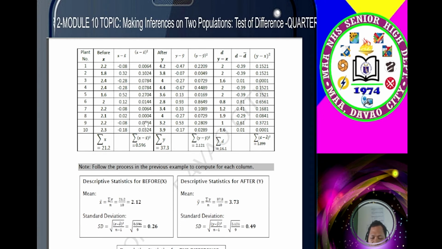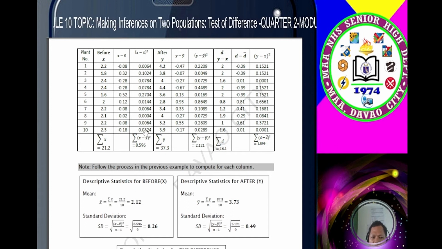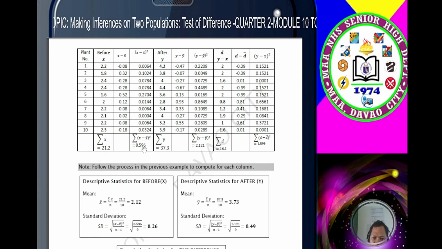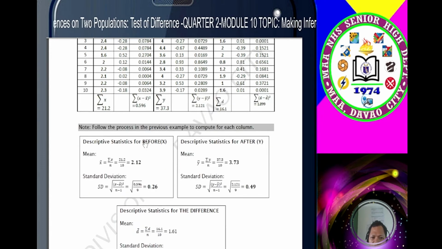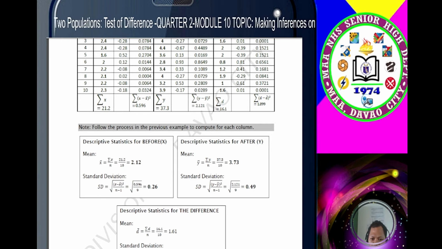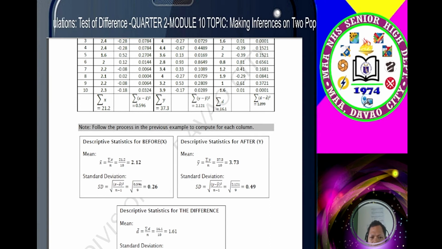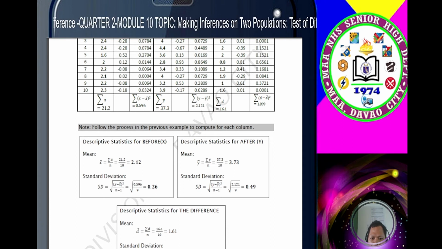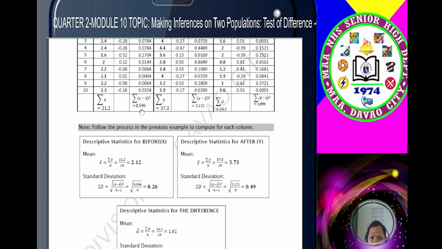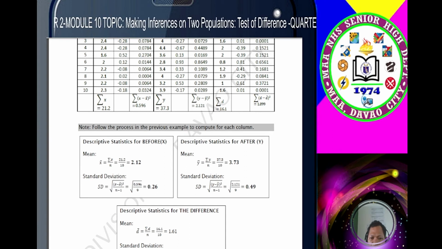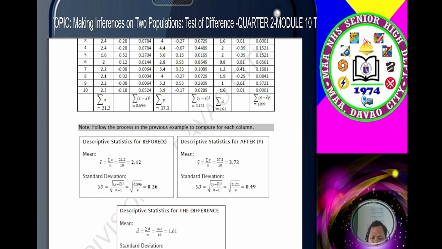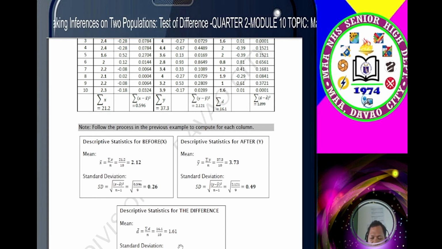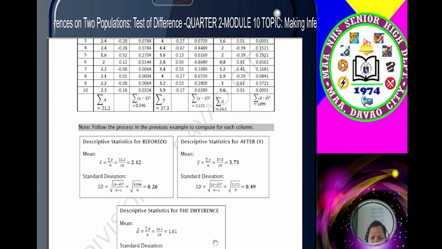Then after that, you get the sum, which is 0.596. After that, you need to get now the standard deviation, using this formula. So our formula here is the square root of 0.596 divided by 9. So the answer would be 0.26. The same as in our previous example.